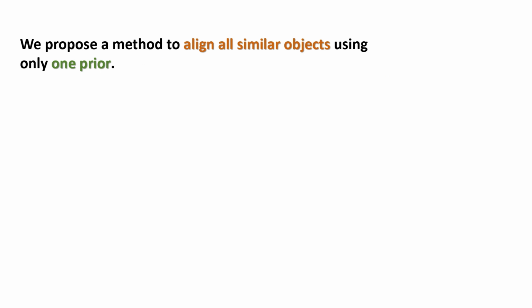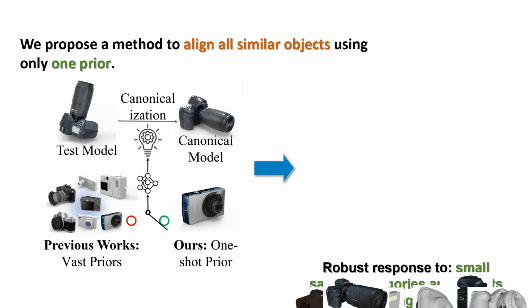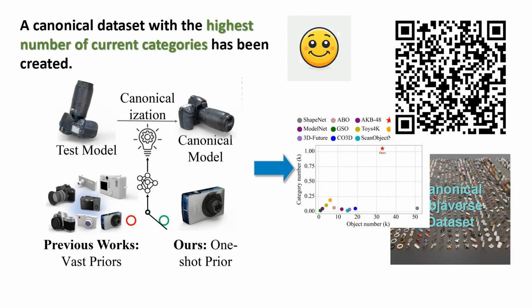To tackle this, we developed a one-shot alignment method. You only need to choose one reference object per category, allowing our approach to robustly canonicalize a diverse range of items. Based on this, we created the COD dataset, which boasts the largest number of canonical categories available.